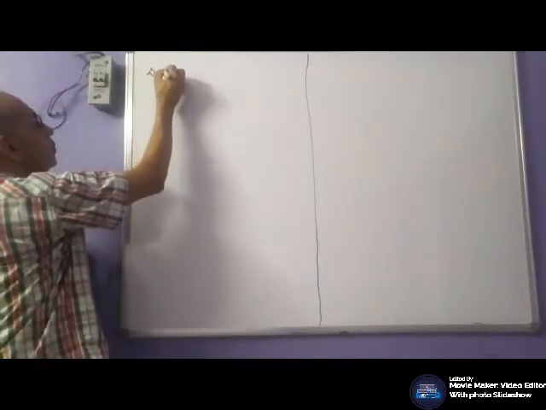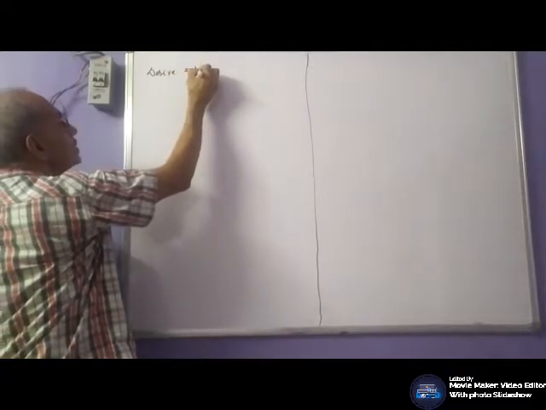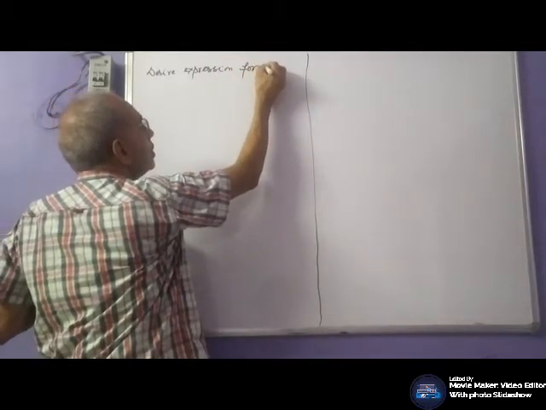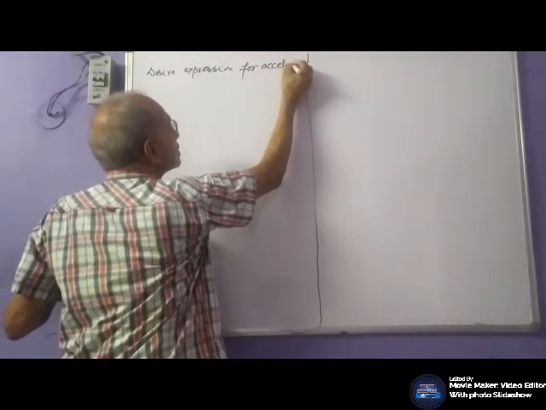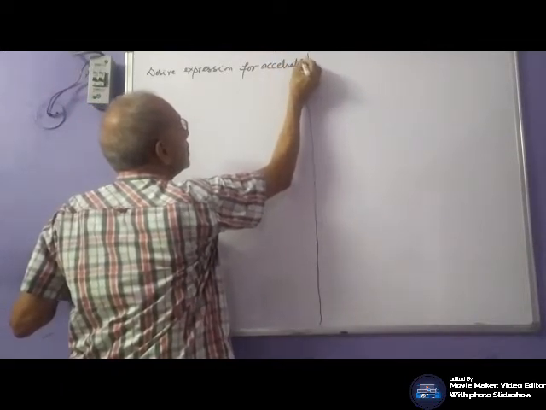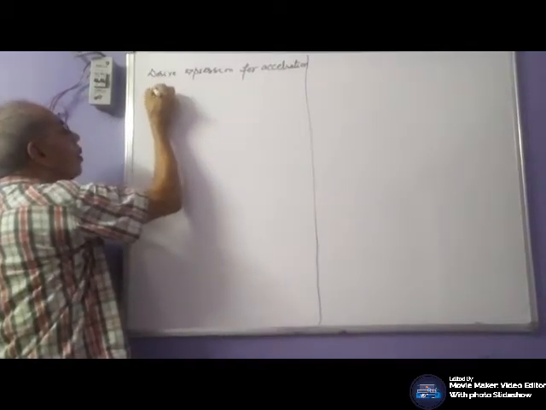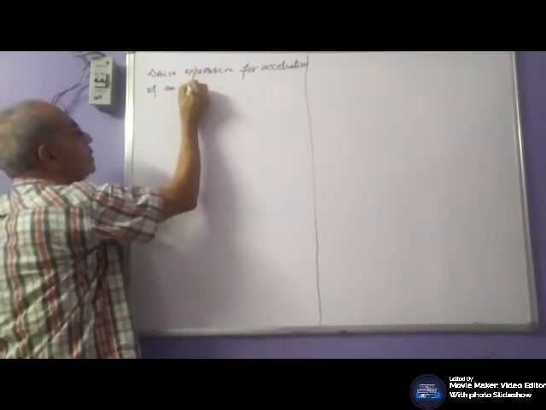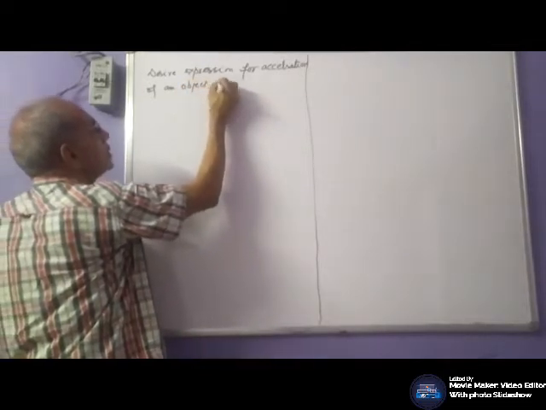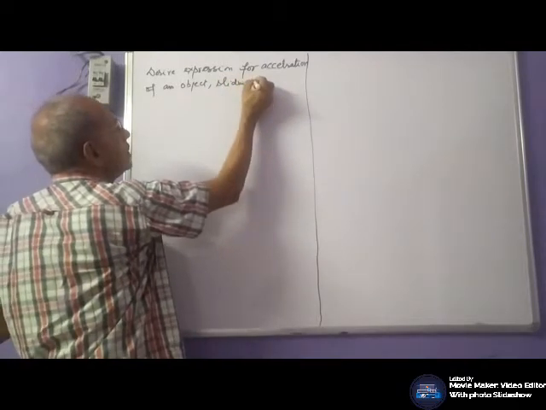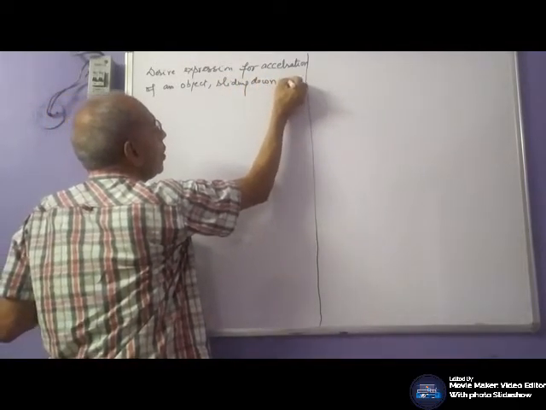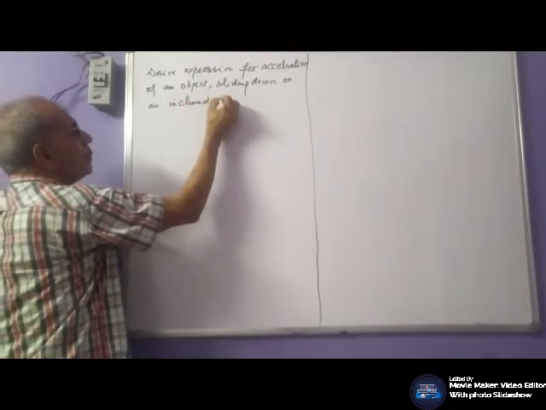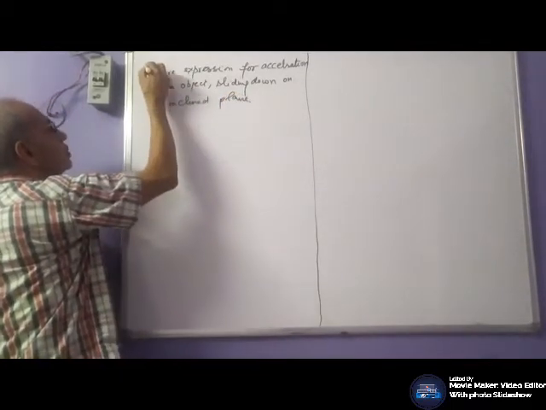Derive expression for acceleration of an object sliding down on an inclined plane. This is a question.